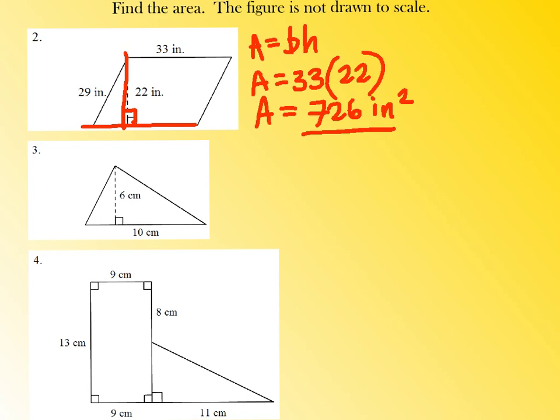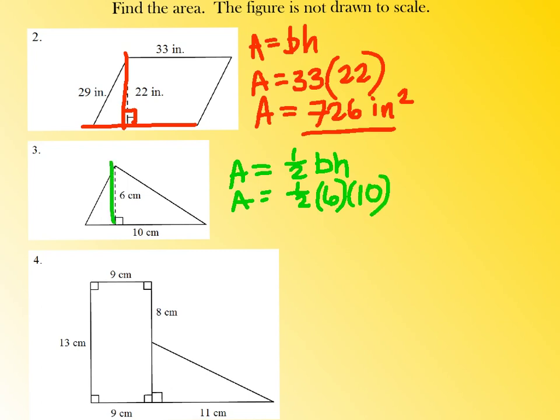Looking at the next one, we have a triangle. So here our area is equal to 1/2 base times height. So our area is equal to 1/2 times 6 times 10. Again, here's our height. So here's our base. It's perpendicular to that height. And when you do that math, we get 30 centimeters squared.